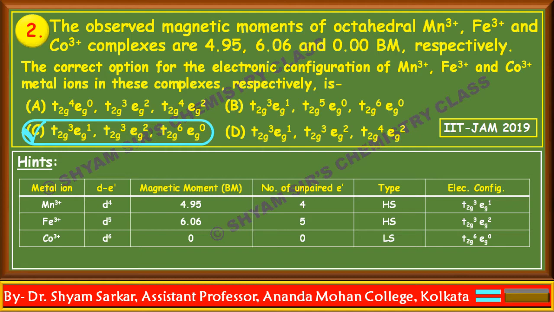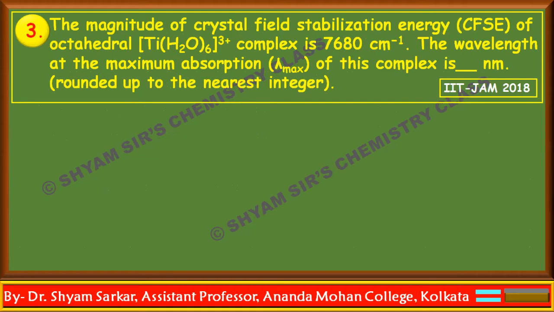Next question: the magnitude of the crystal field stabilization energy of the octahedral [Ti(H2O)6]3+ complex is 7680 centimeter inverse. The wavelength at the maximum absorption of this complex is dash nanometer. You have to calculate this and round it up to the nearest integer. Let's see how you can calculate this.